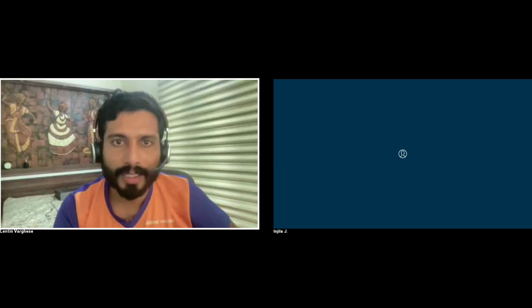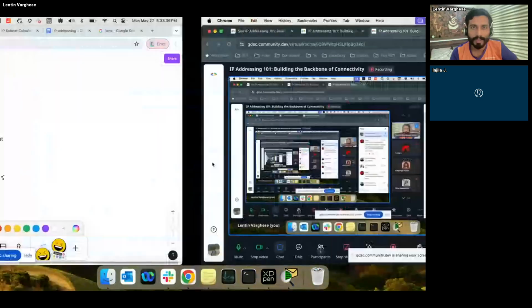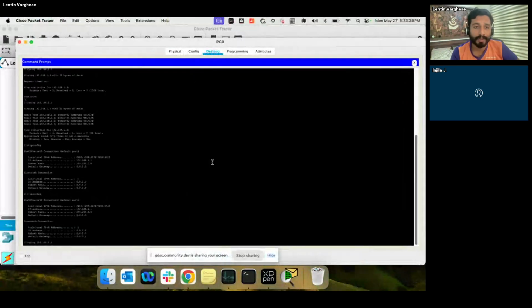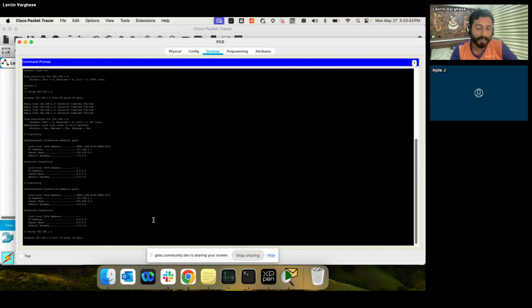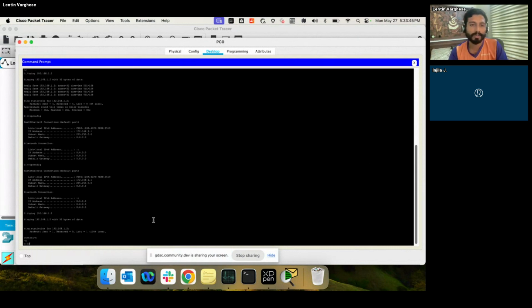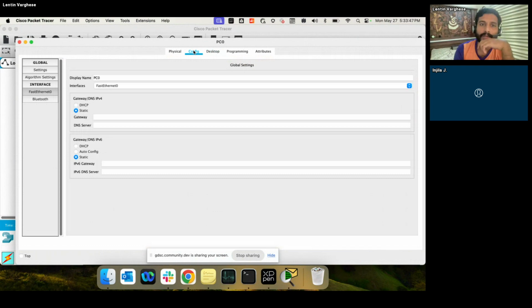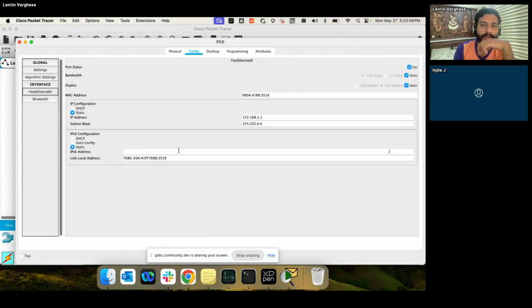Oh yeah, different network. You're right. I won't be able to reach the other computer because it's a different network. It won't work, right? Now, let's do something else.